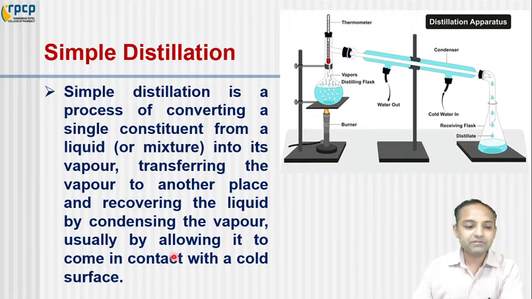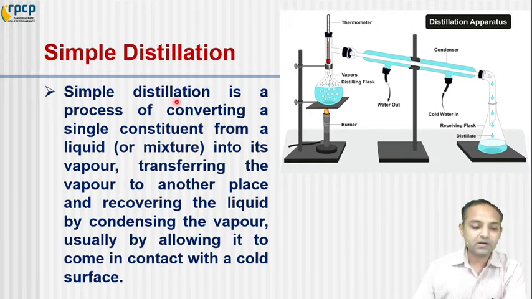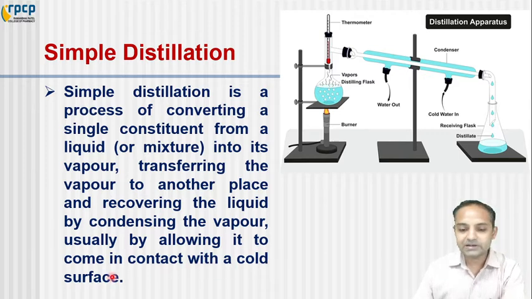Let us start with simple distillation. It is a type of process where a single constituent form of liquid or mixture is converted into vapor, the vapor is transferred to another place, and the liquid is recovered by condensing the vapor, usually by allowing it to come in contact with a cold surface. So how does simple distillation take place?